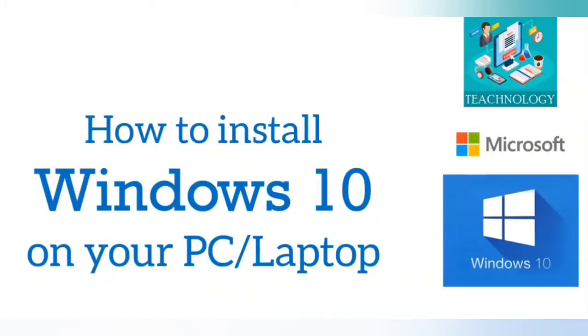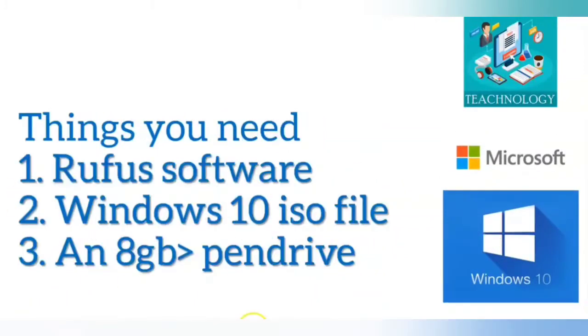In this video, I'll tell you how to install Windows 10 operating system on your personal computer or laptop. To install this operating system, you need three things. First, Rufus software. I'm leaving the download link in the description box. You can download this software. Number two, Windows 10 ISO file, 64-bit or 32-bit. You can download this ISO from Microsoft website. And lastly, an 8 GB or above pen drive.